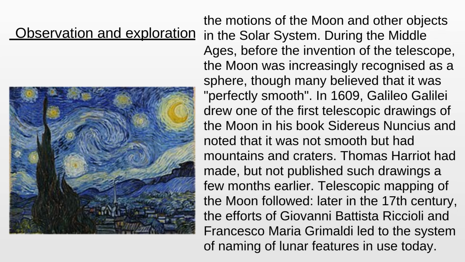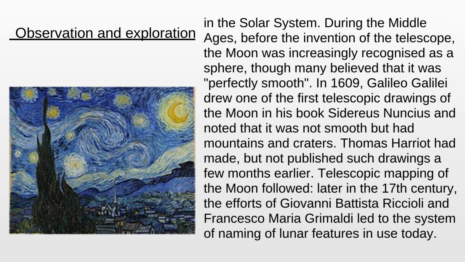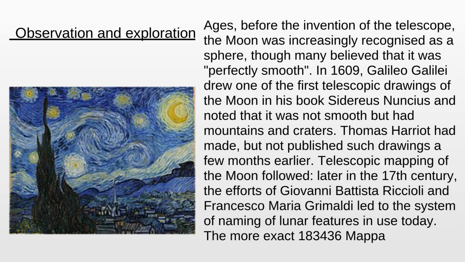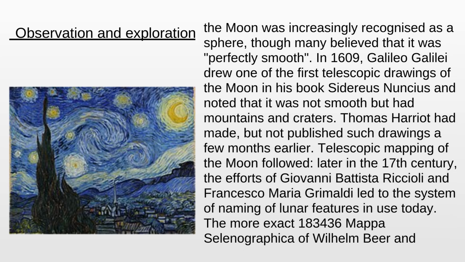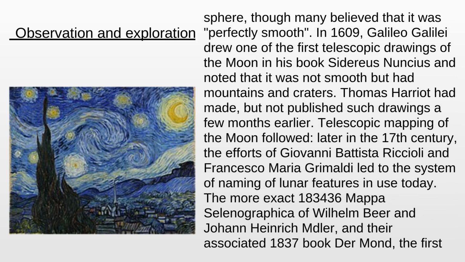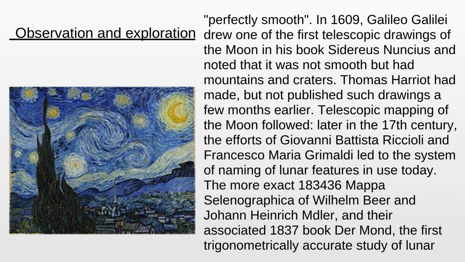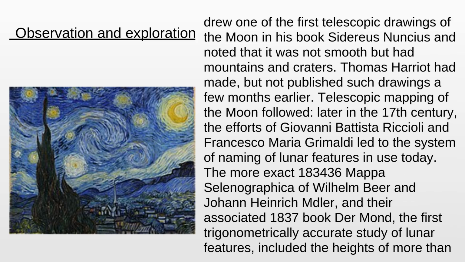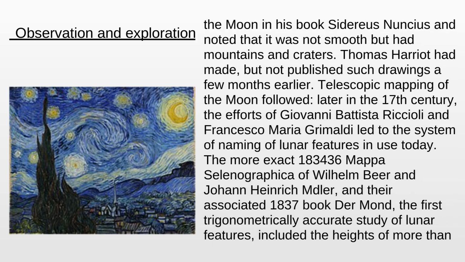During the Middle Ages, before the invention of the telescope, the Moon was increasingly recognized as a sphere, though many believed that it was perfectly smooth. In 1609, Galileo Galilei drew one of the first telescopic drawings of the Moon in his book Sidereus Nuncius and noted that it was not smooth but had mountains and craters.